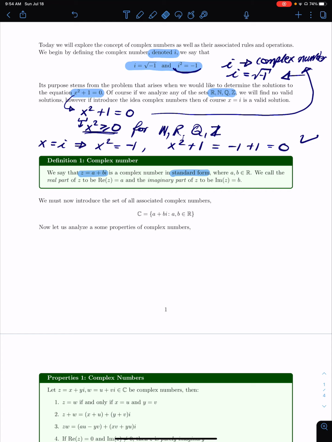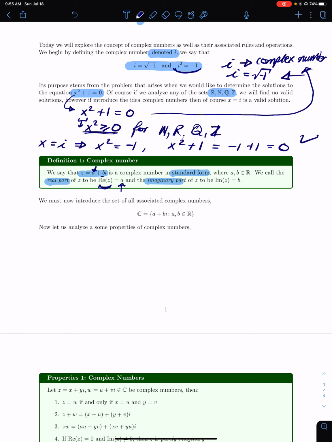Now we call the real part of z, as we denote it, to be a. That's just this part here. And we call the imaginary part to be b. That's just this part here. So we call these the real part and the imaginary part of the complex number.